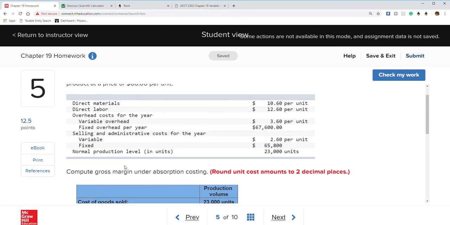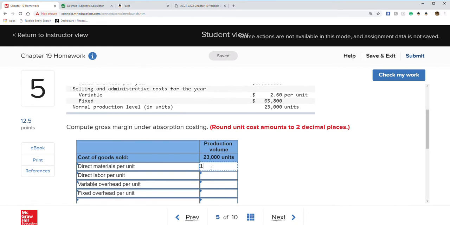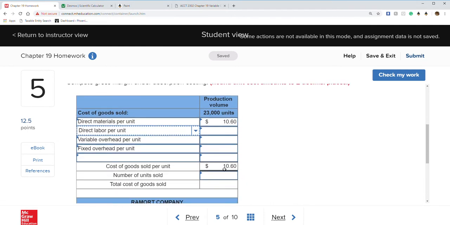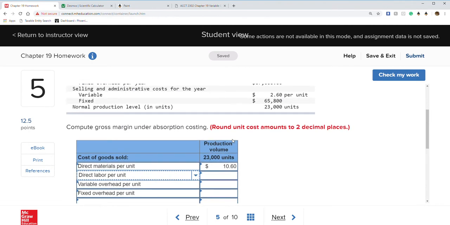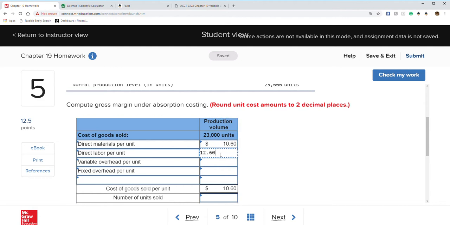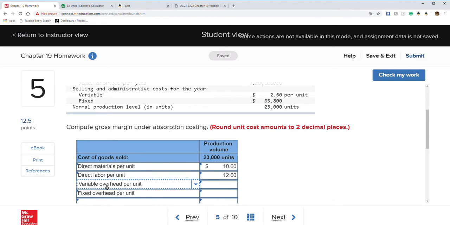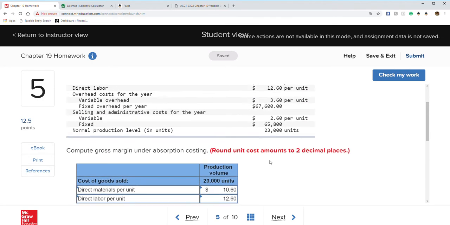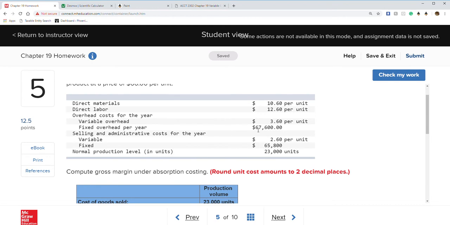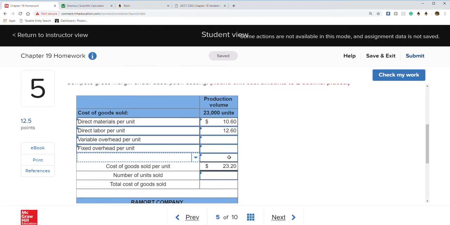So all we gotta do is put in our numbers. So 10.60. As you can see, it's going to put down here because we're doing per unit in cost of goods sold. So really all we need to know is the per unit. So 12.60. Now, remember this is variable overhead. I don't even know why they added this extra blank because there's only 4 choices anyway. But this is variable overhead per unit. We're not dealing with the sales. Okay? So it's $3.60.